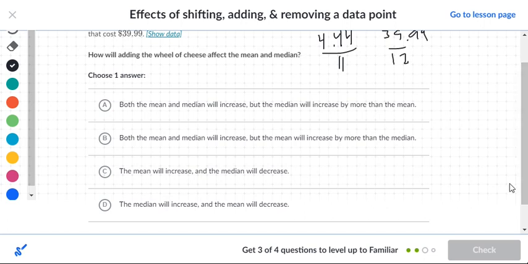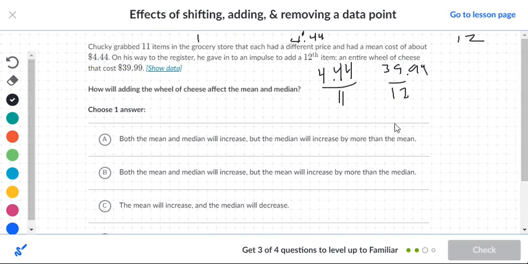It's not going to be a huge difference there, but the mean will be, because you're going to add the $4.44 11 times plus the $39.99. So that's going to be the one with the change there. So the median is not going to change as much, but the mean will change much more. So here are our possible solutions.